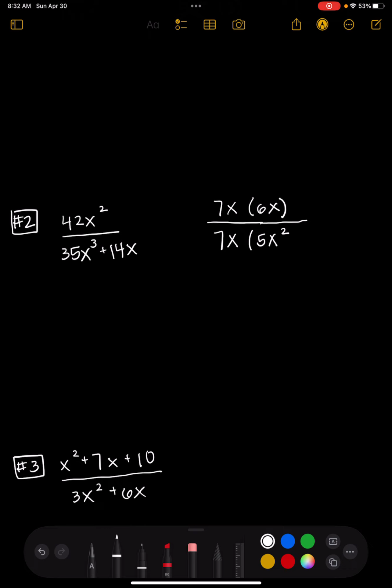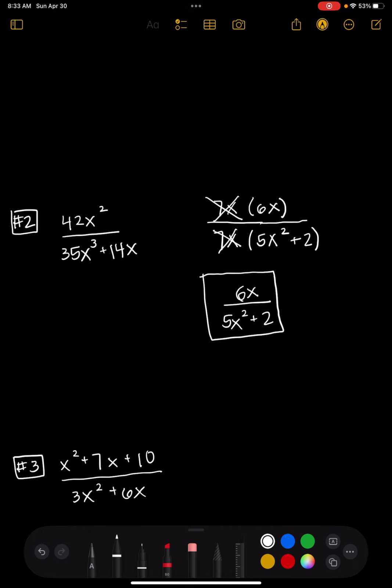Okay, and then the 14x, if I divide by 7, I get a 2. Oh my goodness, 14 divided by 7 is 2, I'm sorry. And then if I take away 1x, the 14x only had 1x to start with, so it's just left as 2. And now we can take out the 7x's because you have a 7x on top and a 7x on bottom, so they cancel each other out. And my final answer is just what's left over, which is 6x over 5x squared plus 2.